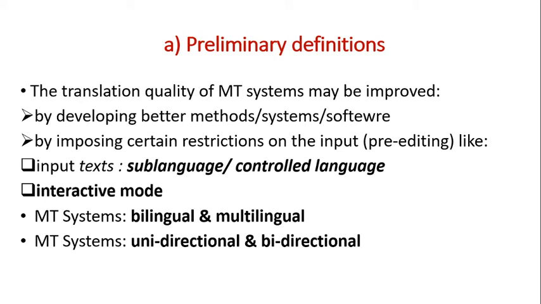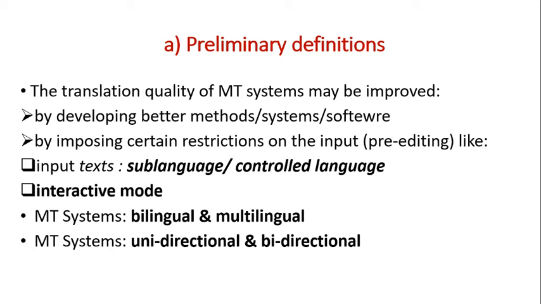Machine translation systems are bilingual and multilingual. Actually, nowadays, machine translation systems are mostly multilingual and not bilingual. Bilingual means two languages, and multilingual, of course, numerous. Google, of course, so far has 103 or perhaps more than 103 languages.